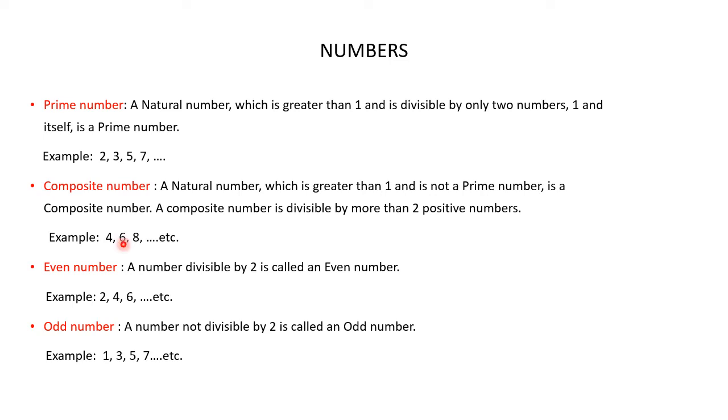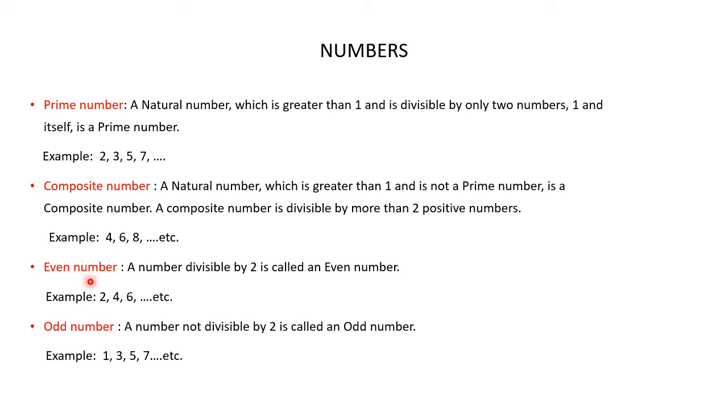Similarly, 6 is greater than 1, it's not a prime number and it's divisible by more than two numbers. 6 is divisible by 1, 2, 3 and 6. So 6 is a composite number. 8 is also a composite number because it is divisible by more than two numbers, 1, 2, 4 and 8. So 8 is also a composite number. Let's move on to the definition of even and odd numbers.